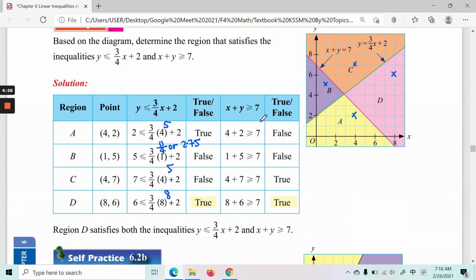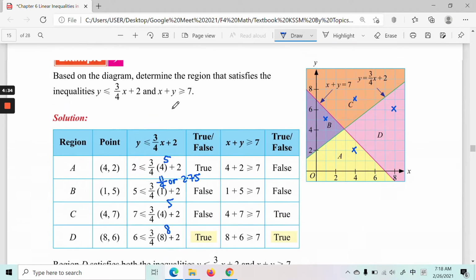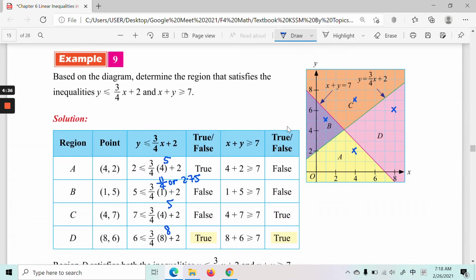This one is example number 2. Look at example 9 here. Based on the diagram, determine the region that satisfies these 2 inequality. So again, do the same thing. Region A, B, C, D. For region A, simply choose one of the points. For this example, they choose (4, 2). If you like, you can choose (2, 2) also, up to you. Let's say this (4, 2), then substitute inside the inequality. You have 1, 2, so substitute inside.